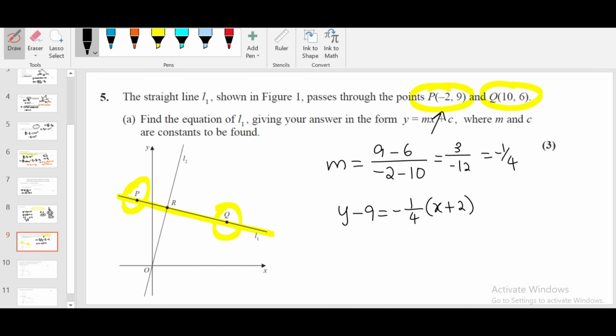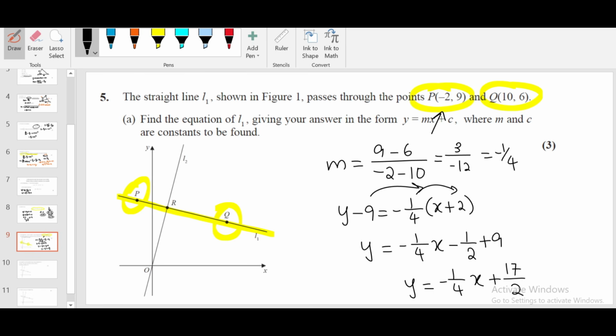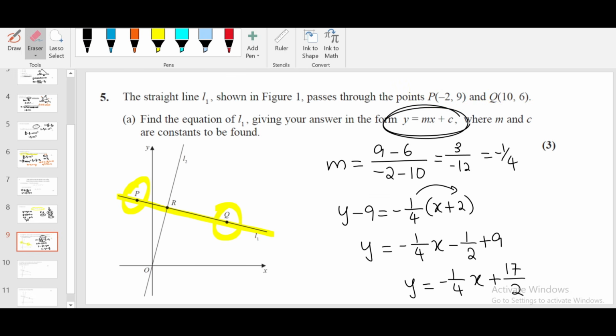So open the bracket, y is equal to minus 1 over 4x. When you multiply these two, you'll get minus 2 times 1 over 4, 1 over 2, plus 9. This 9 also comes here. So it's basically y is equal to minus 1 over 4x plus 17 over 2. They want the answer in this form, y equals mx plus c. So that's the answer. It's an easy 3-mark question, part A.